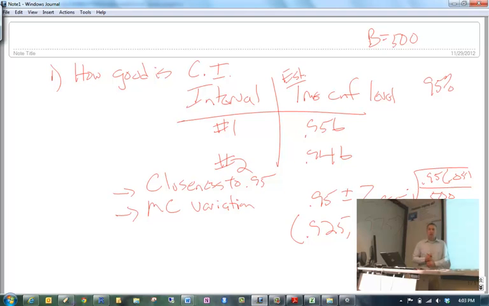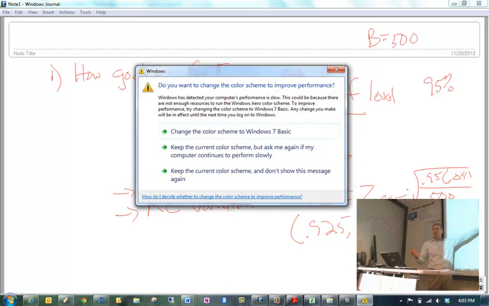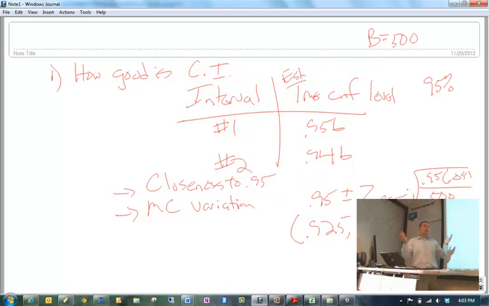Very few students brought up the fact that we have Monte Carlo variation so that actually anything that's inside that range is, well, okay. So in this case, both of them are inside the range, so that's great. And the reason why that's so important is because if I were to go out and simulate another 500 data sets, maybe the next time that I simulate it, maybe now I got 0.946 here, 0.956 here. Well, they're both equally as good because they're within that range. So you have to take into account Monte Carlo variation.